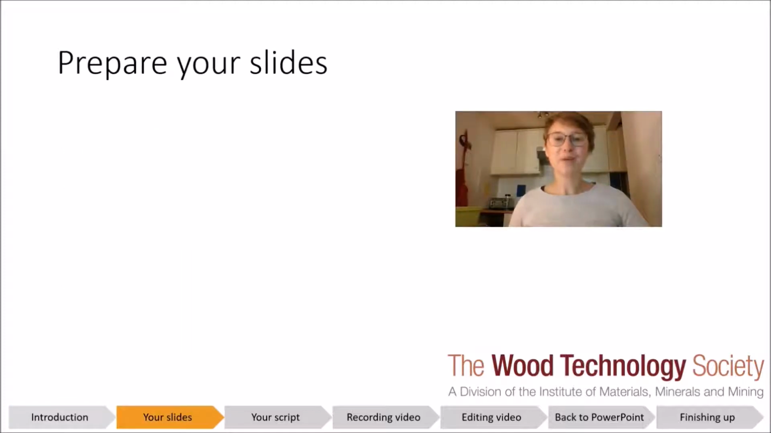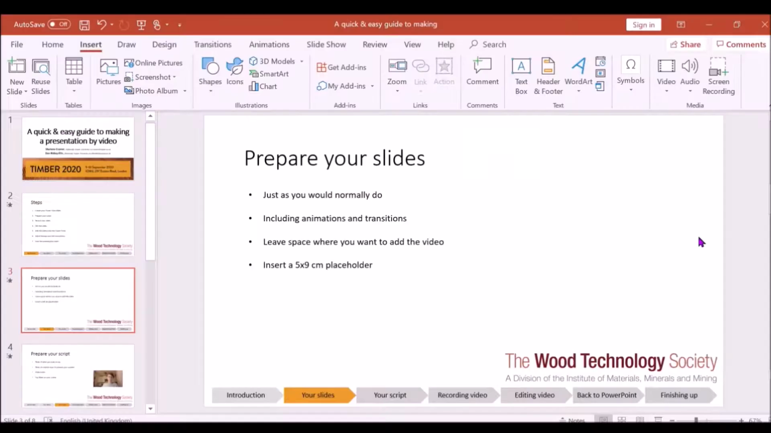The first step, creating your PowerPoint slides. That should be a familiar task. Build a presentation including animations just as you would for an offline presentation. Only this time, leave a dedicated space for you to put the video of you speaking on each slide. You can create a placeholder that you copy on each slide, for example, a rectangular shape or a picture.